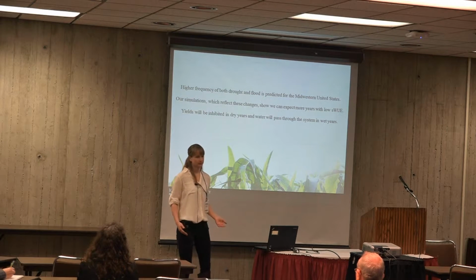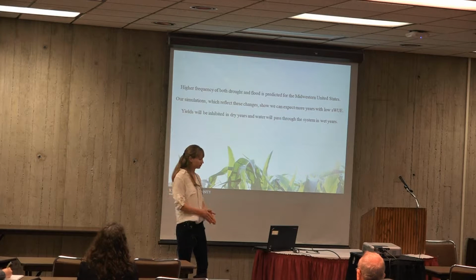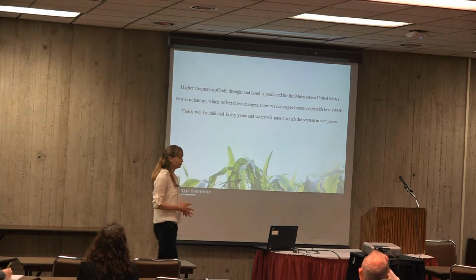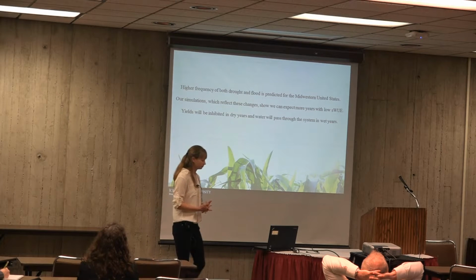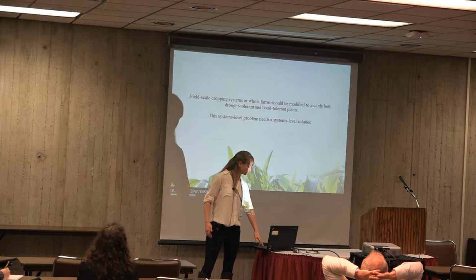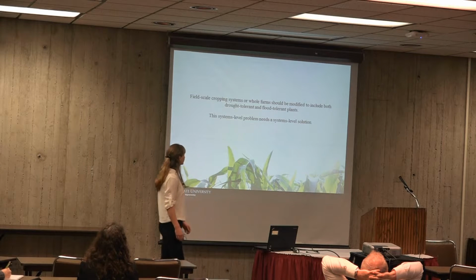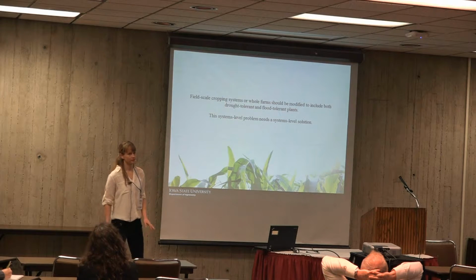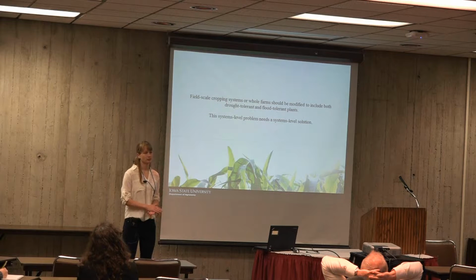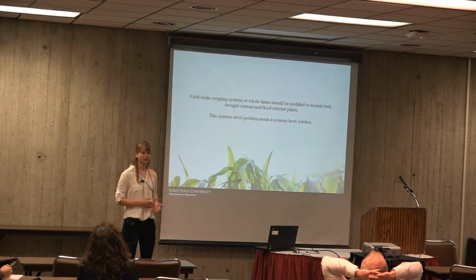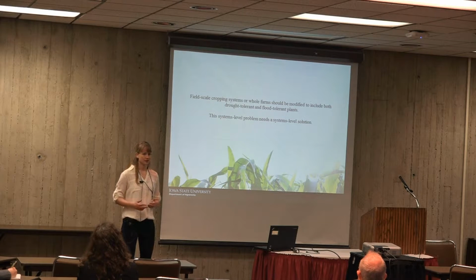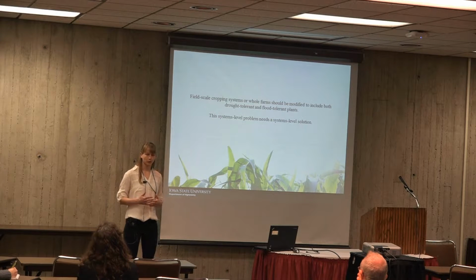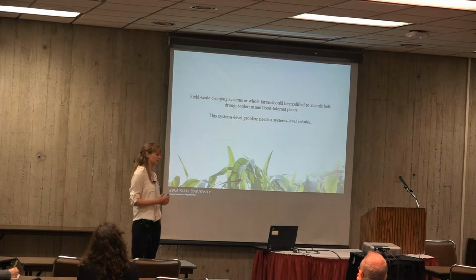So overall, we can just expect more years with really low system water use efficiency. Yield will be inhibited in dry years, and water will pass through the system in wet years. So if we think of this problem of having wet and dry, there's not going to be one single plant that we can engineer that will work really well in wet conditions and dry conditions. So we're going to need a combination of plants, some that work well in wet and some that work well in dry.